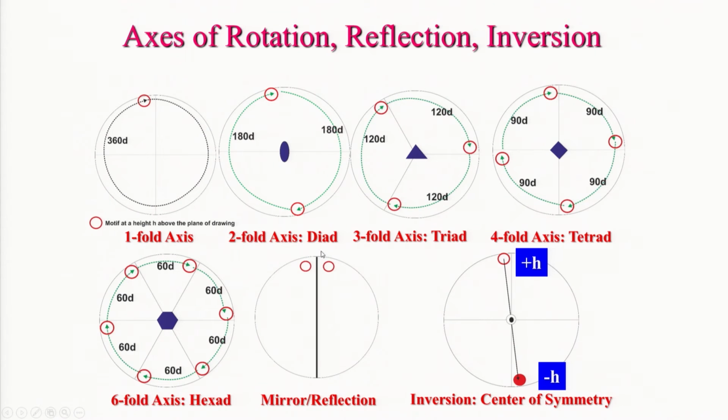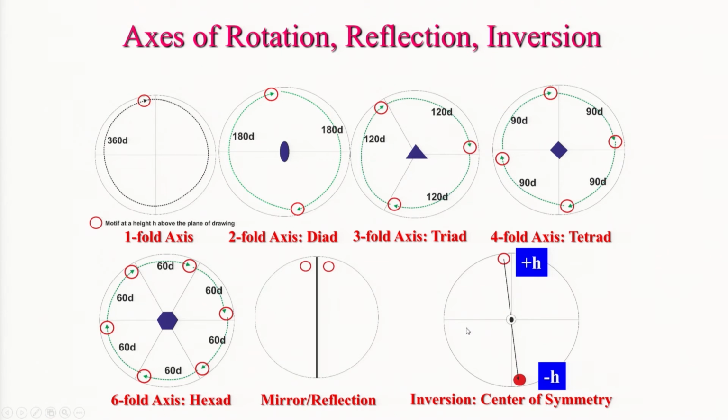Now, you have this particular bold line shown as a vertical mirror plane. So, this is a vertical mirror plane. This is a motif which lies at a height h above the plane of drawing. After reflection, this is produced here at the same distance, but opposite to this, and it will lie in the same plane here. So, this is an example of reflection here.